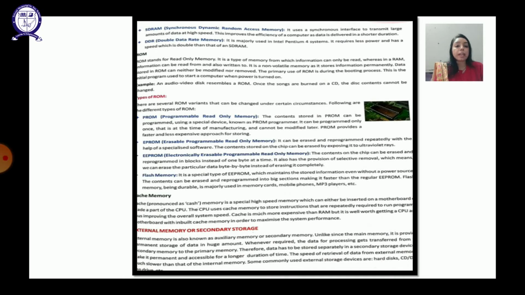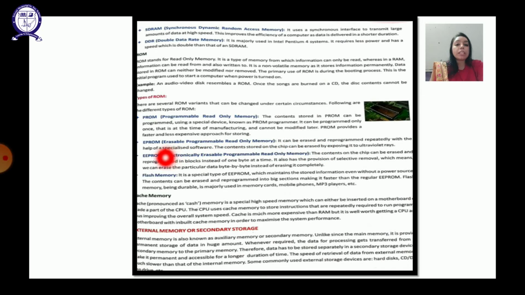Next we have again the types of ROM, as we have discussed in RAM. We have PROM, that is programmable read-only memory. The contents can be programmed using a special device known as a PROM programmer but can be done only once and cannot be modified later. Then we have EPROM, that is erasable programmable read-only memory. It can be erased and reprogrammed repeatedly with the help of specialized software. As the name suggests, erasable. So whatever the content is there in this ROM, we can erase it and feed it with new content also by exposing it to ultraviolet rays.